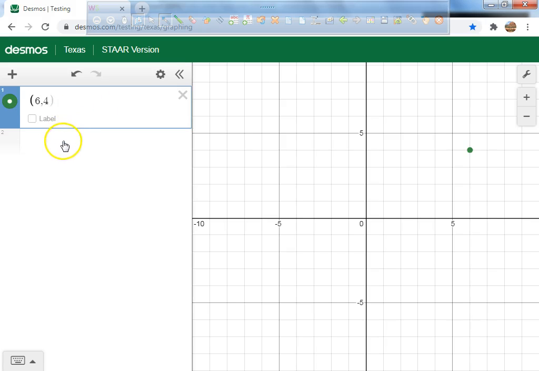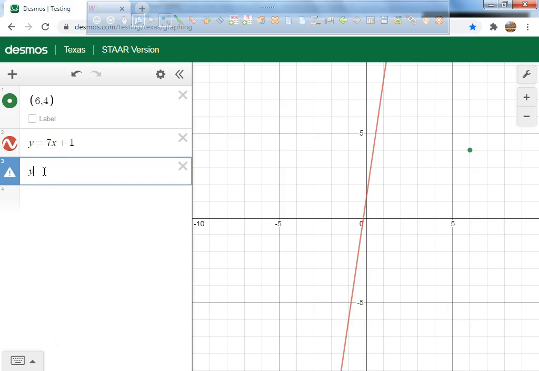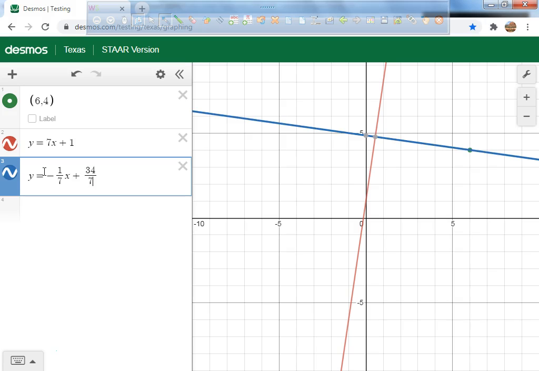6, 4, y equals 7x plus 1, and our perpendicular line is y equals -1 divided by 7, x plus 34/7. Nailed it. Went through that point right there. This was the correct answer.